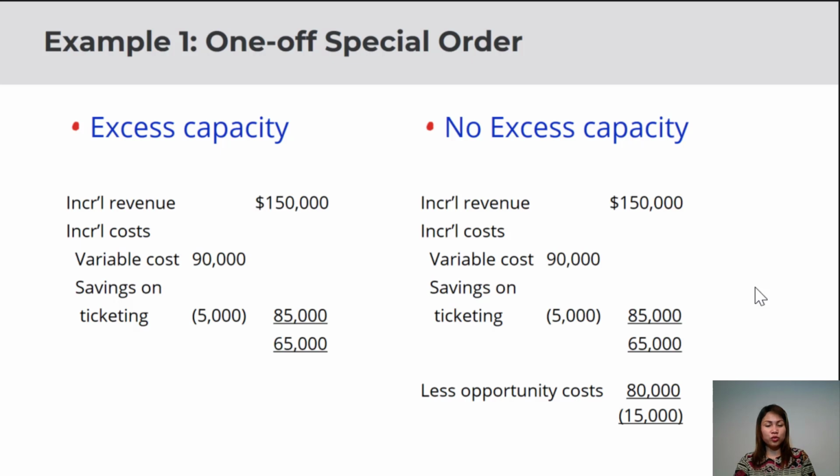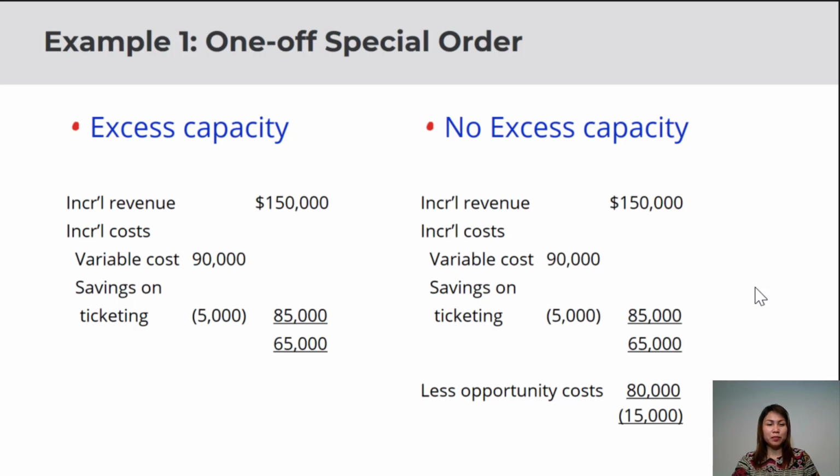However, we need to also consider opportunity costs, because you're going to be missing out on 80,000 profit from your normal business operation. 65,000 minus opportunity cost 80,000 equals minus 15,000, which means if you have no excess capacity, there will be a loss of $15,000 if you accept the special order.